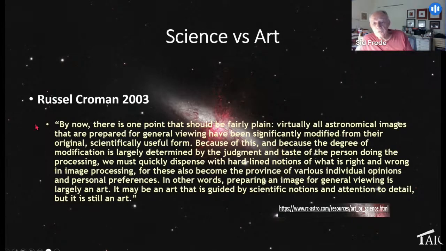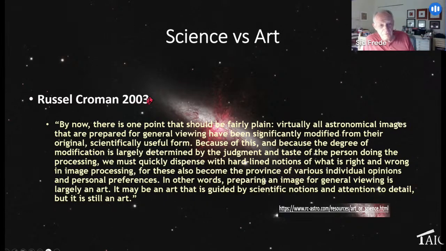By now, there is one point that should be made fairly plain. Virtually all astronomical images that are prepared for general viewing have been significantly modified from their original scientifically useful form. Because of this, and because the degree of modification is largely determined by the judgment and the taste of the person doing the processing, we must quickly dispense with the hardline notions of what is right and wrong in image processing, where these also become the province of various individual opinions and personal preferences. In other words, preparing an image for general viewing is largely an art. It may be an art that's guided by scientific notions and attention to detail, but it is still an art.